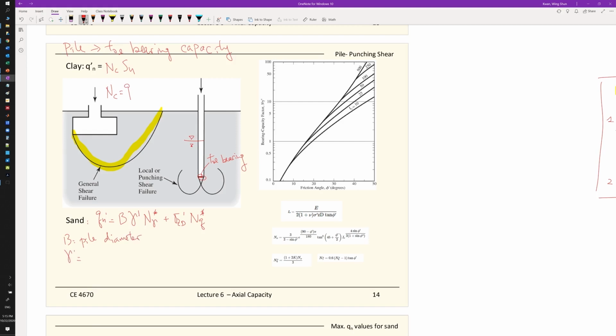and the gamma prime here is the buoyant unit weight, which is equal to the total unit weight minus the unit weight of water, and the effective stress term here is the vertical effective stress at the toe. So you're calculating the effective stress at this point.